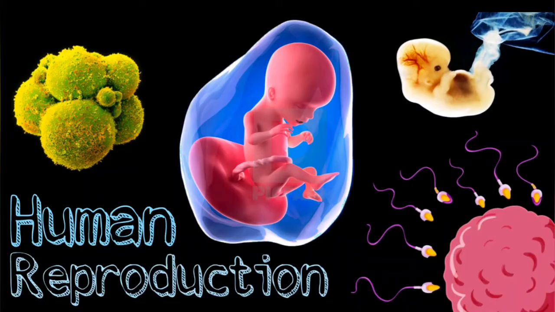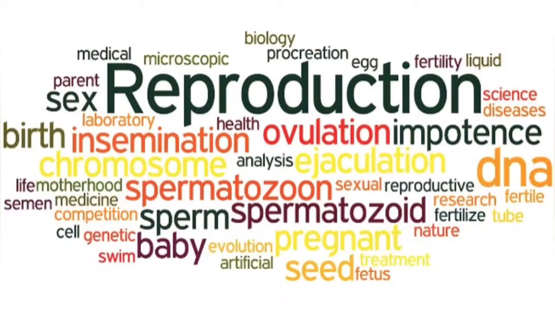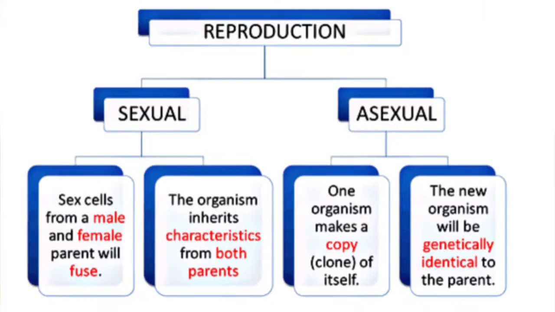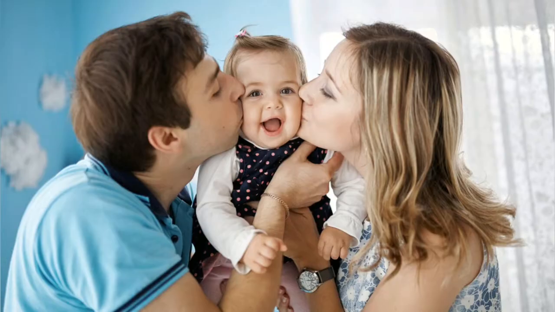So I'll be discussing the overall process that occurs in human reproduction. So what is reproduction? It's a biological process by which new individuals or organisms are produced from their parents. There are two types of reproduction, asexual reproduction and sexual reproduction. Humans reproduce sexually and give birth to young babies.